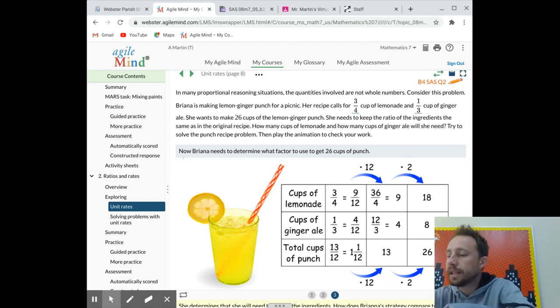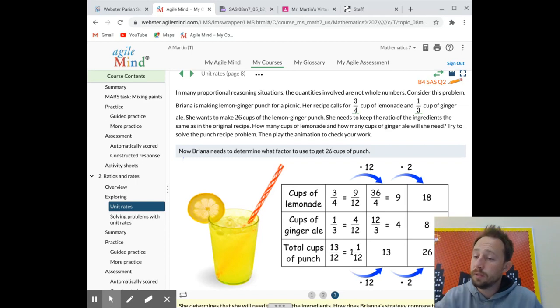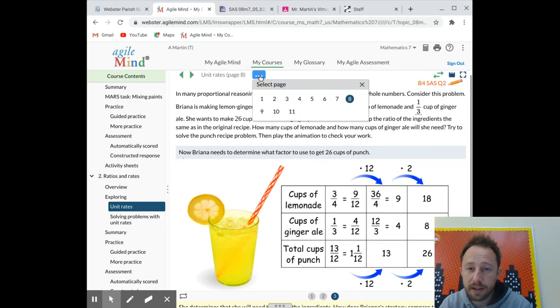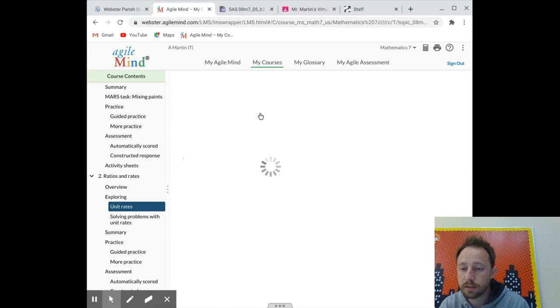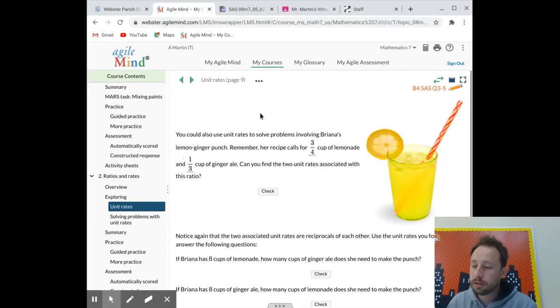Has everybody got that written down in their workbook? Yes, sir. All right. Let's go ahead and look at page 9. So we're going to use this page to focus on using unit rates to solve the problem that we had on the previous page. So remember to focus on the unit rate to solve our problem. This is going to be for questions 3 through 5 in our workbook.